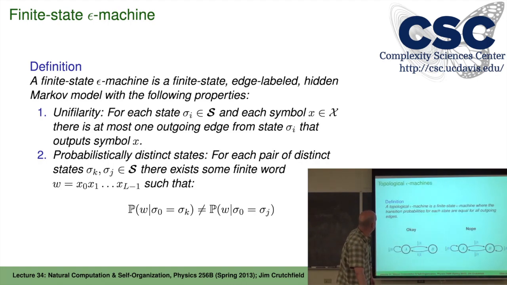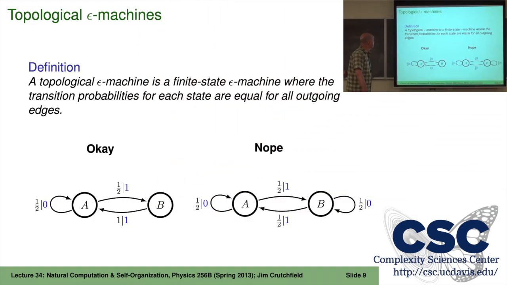Okay, and then something we didn't talk about last time is topological epsilon machines. Part of the way that these are enumerated is to look at the topologies in a very particular way. And so the definition here is a topological epsilon machine is a finite state epsilon machine where the transition probabilities for each state are equal on all outgoing edges. And so I gave just two examples here of how this creates restrictions on what types of topologies you'll see in this set. So one example here is this one.